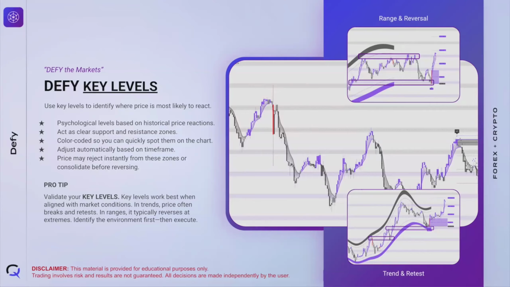Now, it's important to note that price may reject instantly from these zones, or sometimes they will consolidate before reversing. These key zones are not a know-all, be-all, do-all. Okay? They're just additional confirmations. As you'll see here on the screen, price approached the key zone, had a nice wick reaction, and a sharp price reversal.